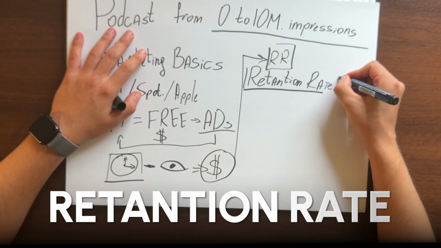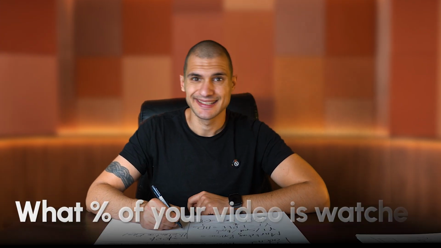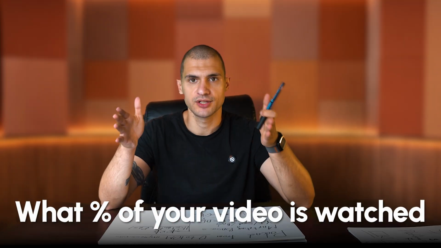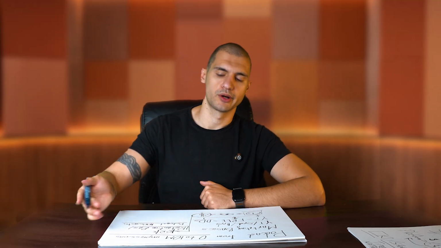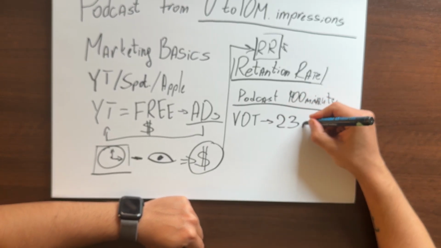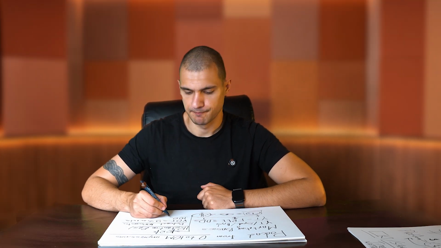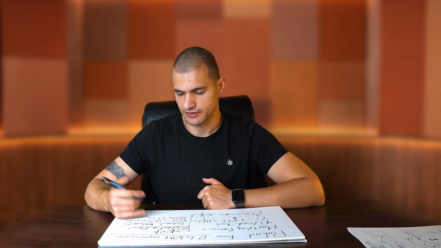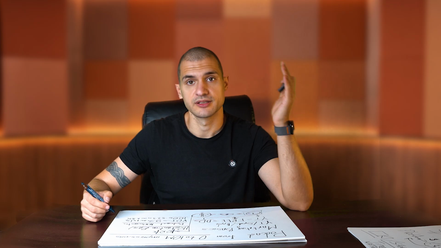There is this metric called retention rate, or whenever I write it down in my notes, it will be RR. Translated into normal language, this means how much time, or what percentage, of your video a person watches. So let's say that you upload a podcast that is 100 minutes. Let's say 100 because it will be easier for us to calculate afterwards. Did you know that the average view duration is actually 23 minutes? Translated into a percentage, this means that in 100 minutes, if you watch 23 minutes of the podcast, automatically you have a 23% retention rate.